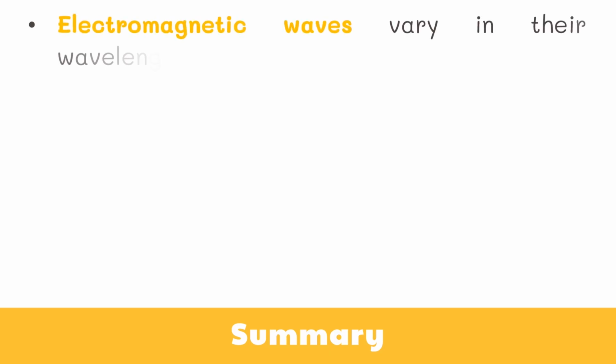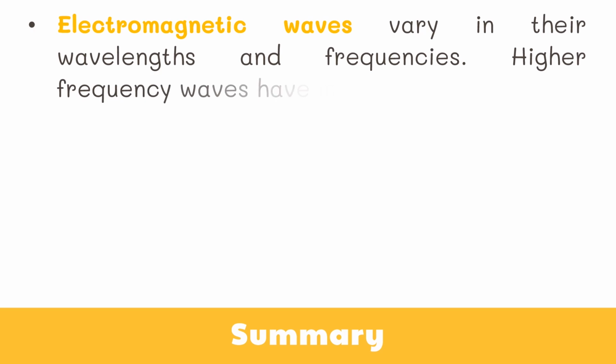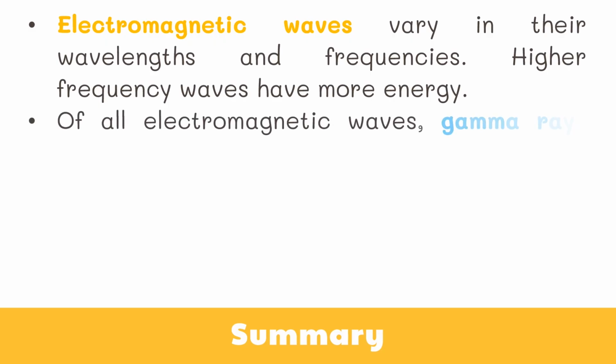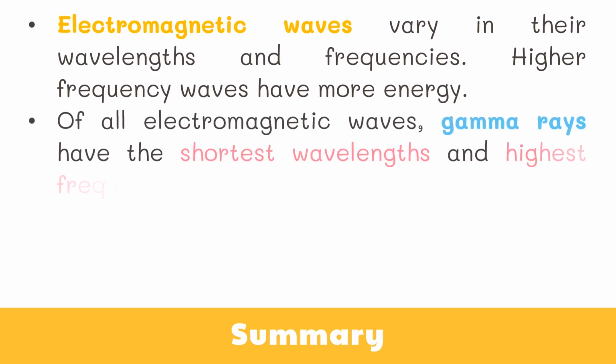Alright, here's a quick recap. Electromagnetic waves vary in their wavelengths and frequencies. Higher frequency waves have more energy. Of all electromagnetic waves, gamma rays have the shortest wavelengths and highest frequencies. Because of their very high frequencies, gamma rays have more energy than any other electromagnetic wave.